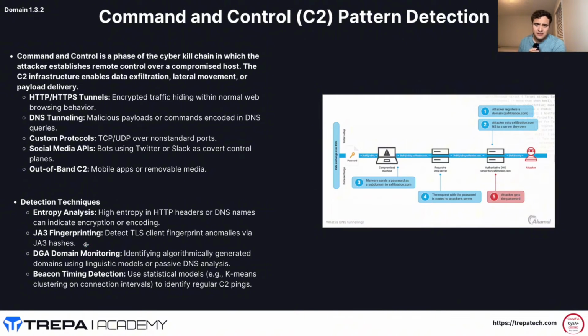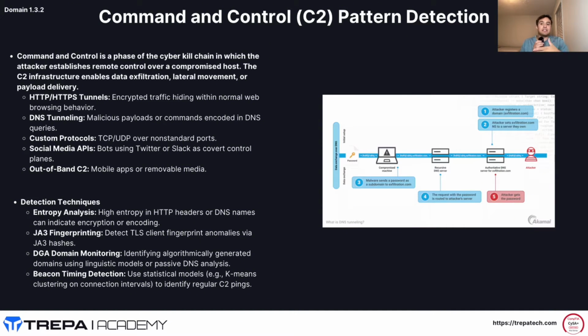JA3 fingerprinting. This can detect TLS client fingerprint anomalies via JA3 hashes. Essentially, during the HTTPS session, the way we come up is first we do TCP/IP reachability. We do a TCP handshake, and then we do a TLS client to server handshake as well. And those JA3 hashes are pretty much a database that says, hey, this TLS session is going to some sort of destination that is untrusted, right?